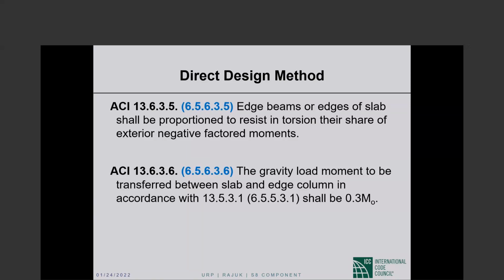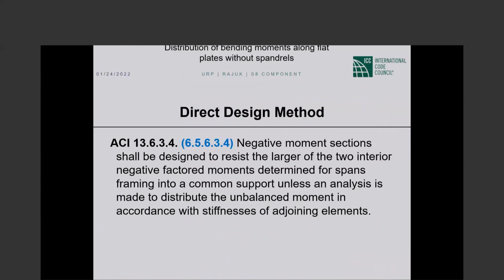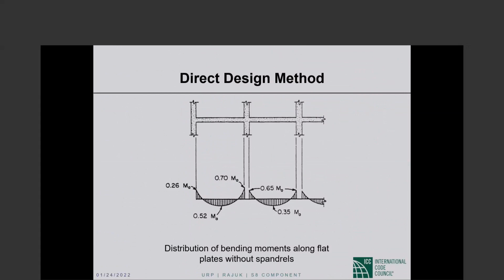The gravity load moment to be transferred between slab and edge column in accordance with it shall be. This doesn't read like much, but this is something I would say quite important. You absolutely cannot overlook it. 8.4.2.3.3. Okay, what this is saying is something almost a little bit strange.